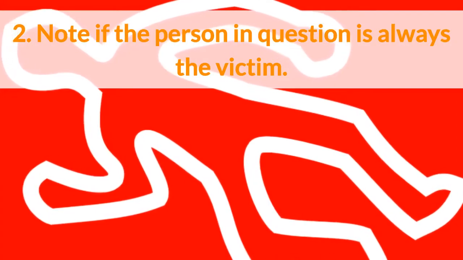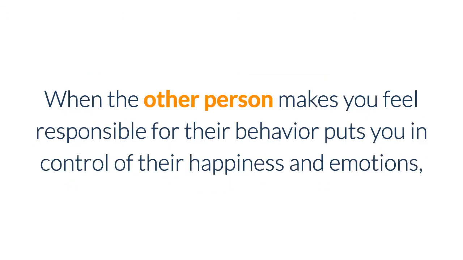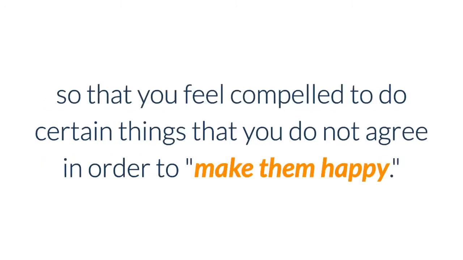2. Note if the person in question is always the victim. If in their narrative they are always the victim, it might be that you are in front of a manipulator, especially if they make you feel guilty for what happens to them. When the other person makes you feel responsible for their behavior, puts you in control of their happiness and emotions, you feel compelled to do certain things that you do not agree with in order to make them happy.